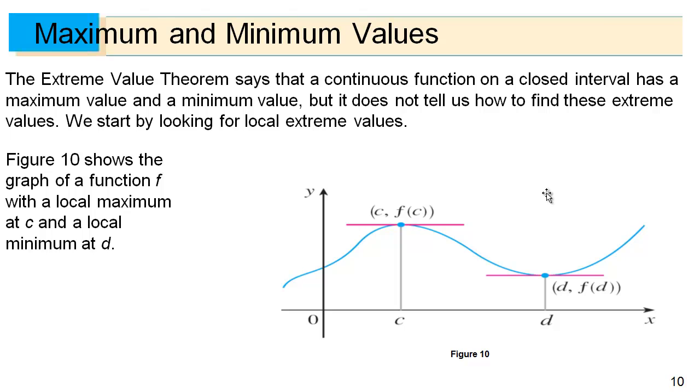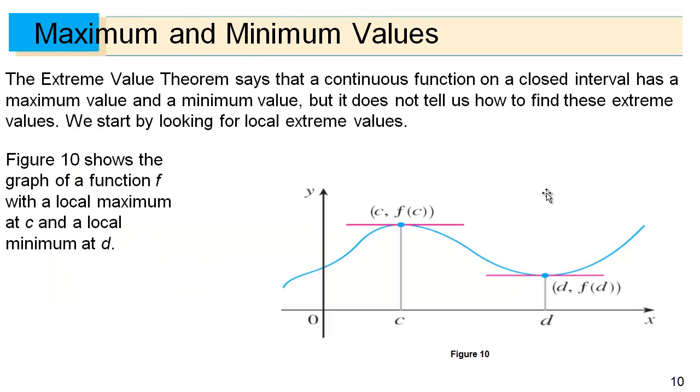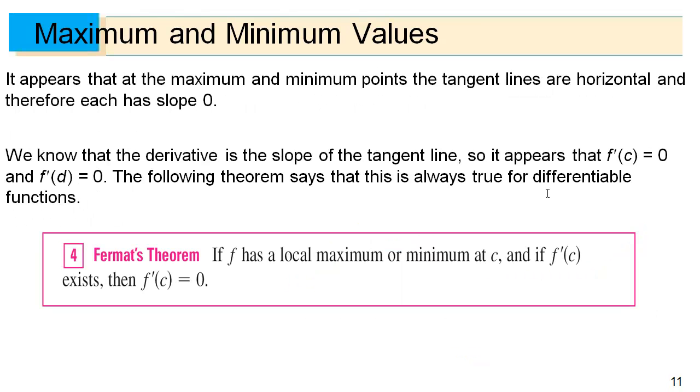All right. The extreme value theorem says that a continuous function on a closed interval has a max and a minimum value, but it doesn't tell you where those values exist. We do have some techniques to help us find them, but for now the extreme value theorem just tells us that they're there, doesn't tell us where they are. But from examination, for instance, of this picture, you can see that the max and min both seem to have a tangent that is horizontal, which leads us to Fermat's theorem.